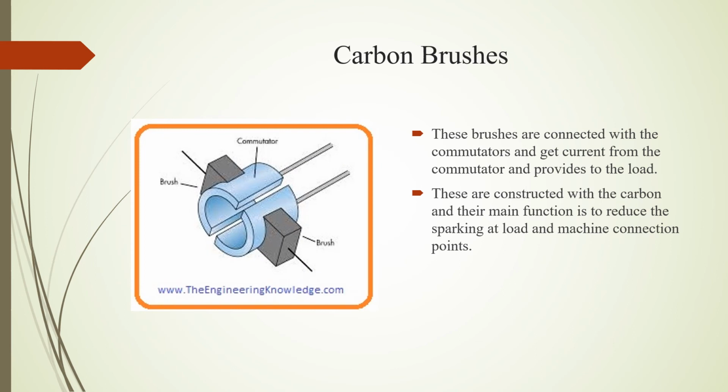The next is carbon brushes. These brushes are connected with the commutator, get the current from the commutator and provide it to the load. These are constructed with carbon and their main function is to reduce the sparking at the load and machine connection.